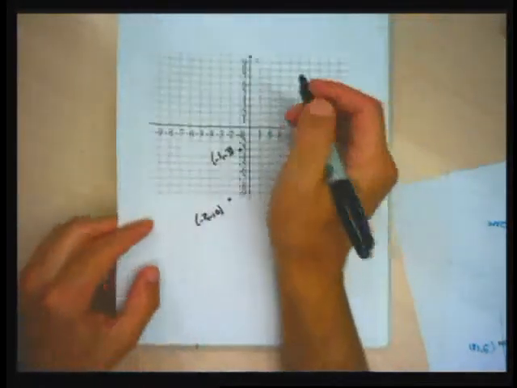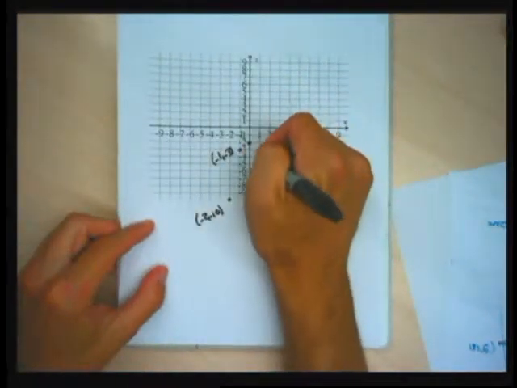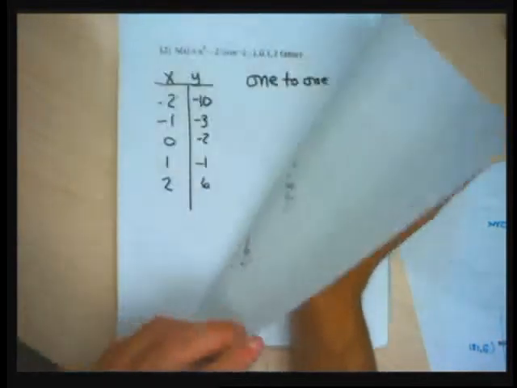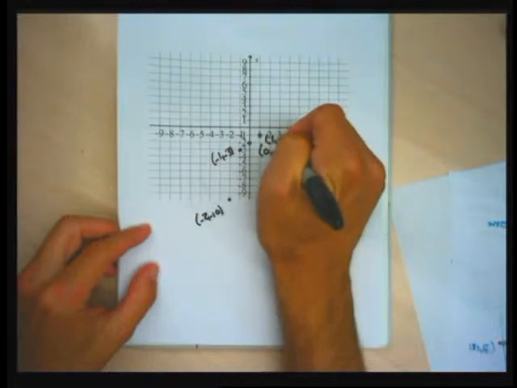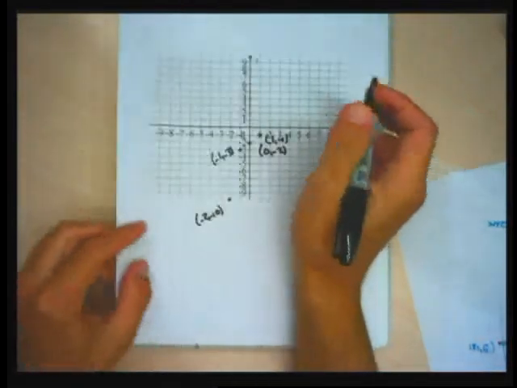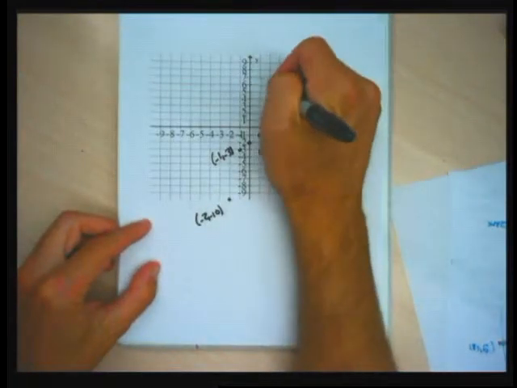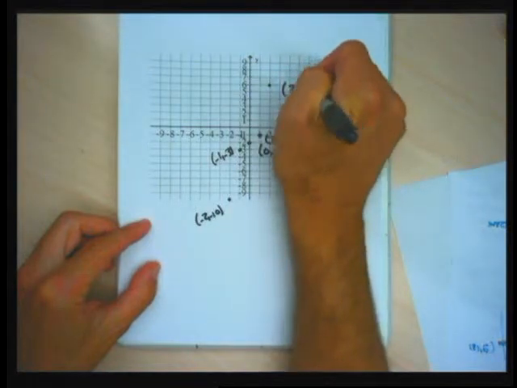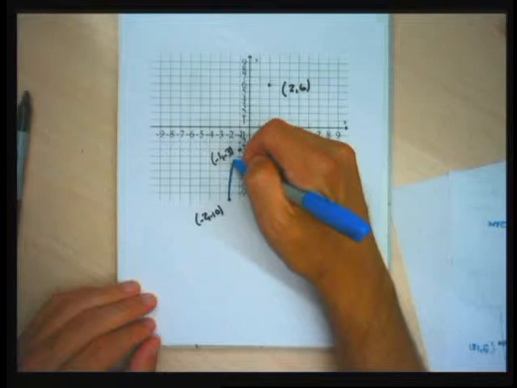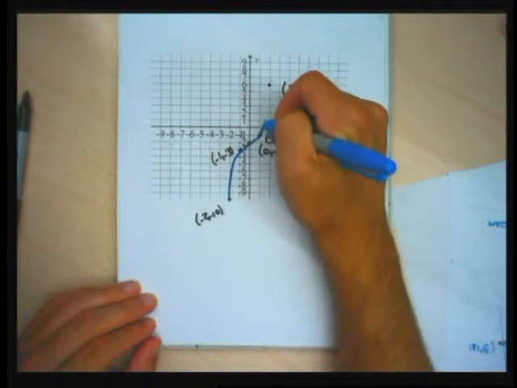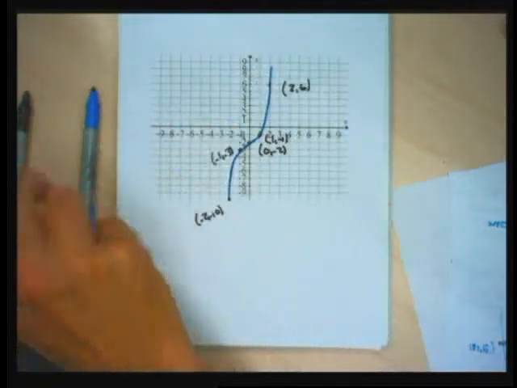Then I'm going to plot the point 0, negative 2. Then I'm going to plot the point 1, negative 1. And then I'm going to plot the point 2, 6. And I'm just going to connect the points with just how they kind of point me. So the graph should look something like that.